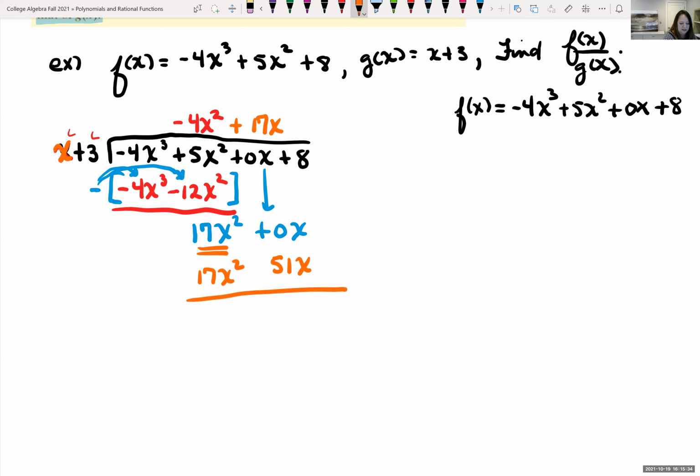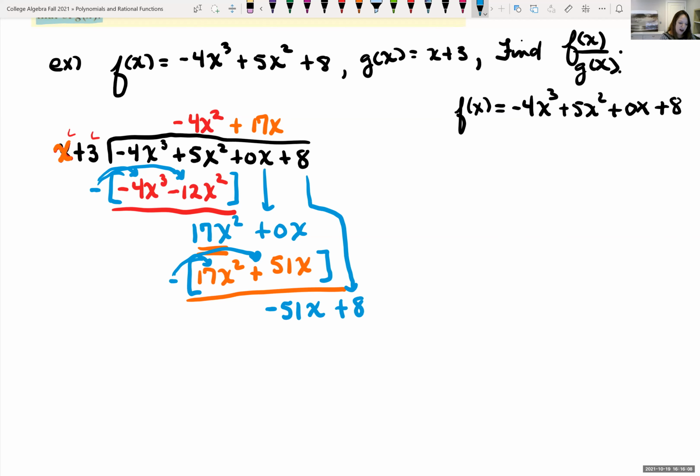And so we're going to subtract this off, and that was positive. So if we subtract this whole thing off, 17x squared minus 17x squared cancels. And then we have the 0x minus 51x. So this is going to give me negative 51x and then plus an 8, bringing down my last term.